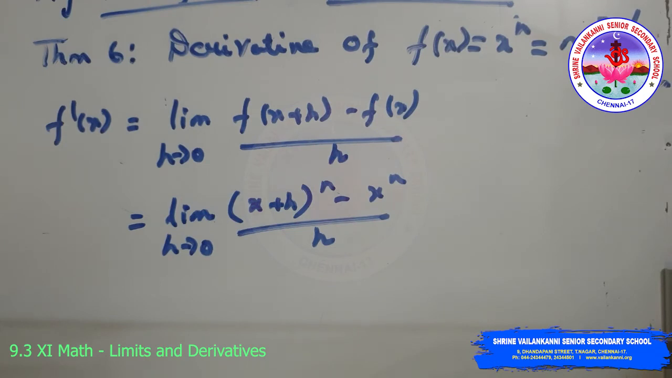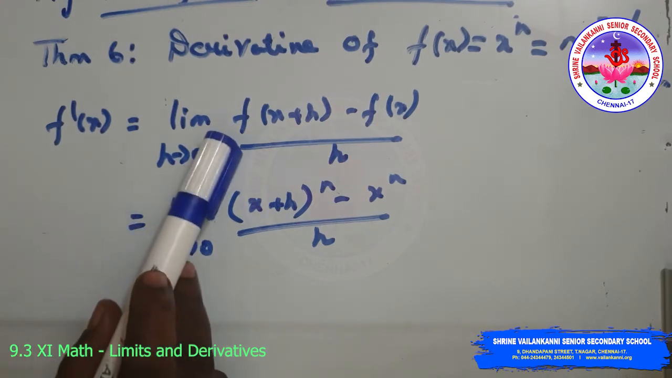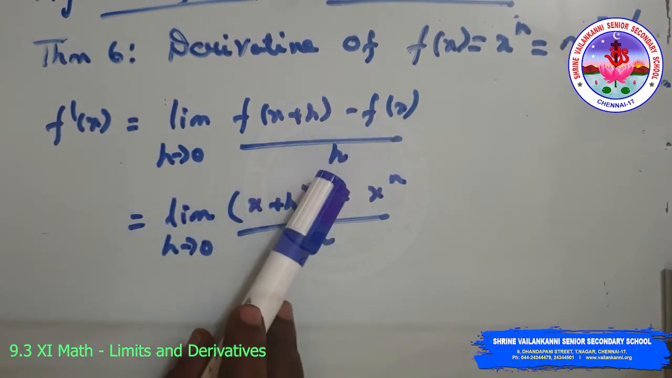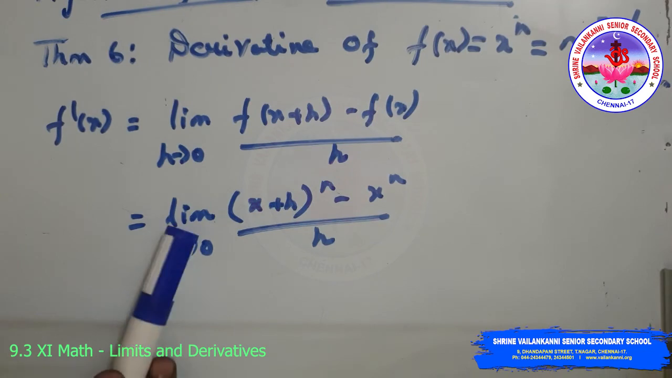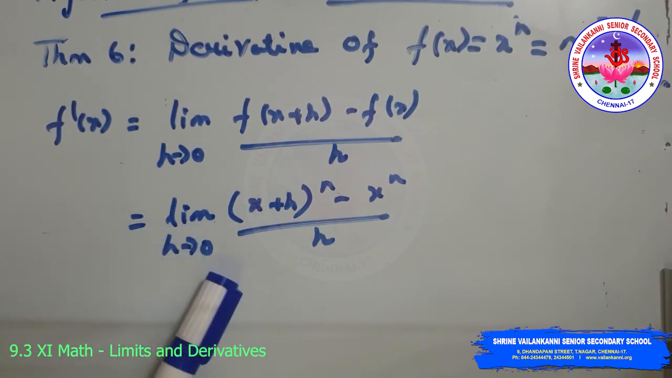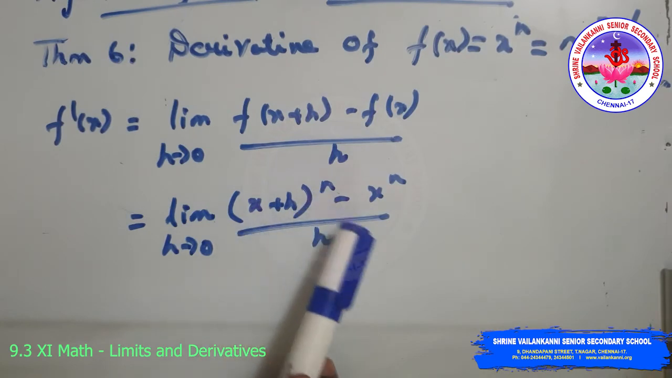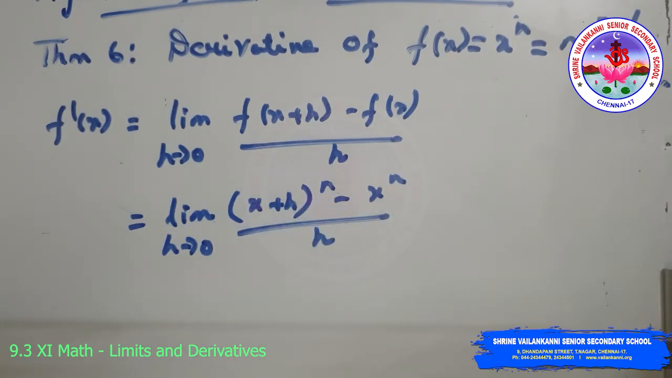Theorem 6, derivative of f of x equal to x power n is nx to the power of n minus 1 for any positive integer n. By the definition of the derivative function, we have f dash of x equal to limit h tends to 0 of f of x plus h minus f of x by h, which is equal to limit h tends to 0. We have to replace this with x plus h. So x plus h whole power n minus x power n by h.